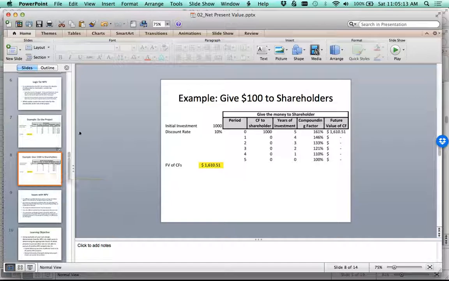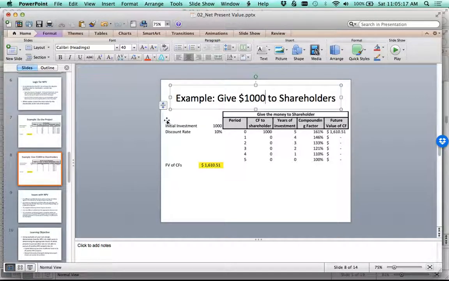Now, if instead we just go ahead and give them the $1,000 today, then we're going to give them that today. Again, they're going to invest it for 5 years. It's going to grow at 161% of its value.